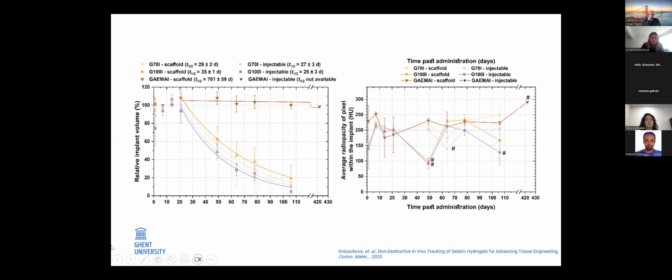When you look at, for example, the volume, you can see that in the beginning the material swells. That is probably because you have a bulk degradation. Some cross-linking points are cut and then your material starts swelling. And at one point, the material volume starts rapidly decreasing and the materials actually degrade within the 3 months.